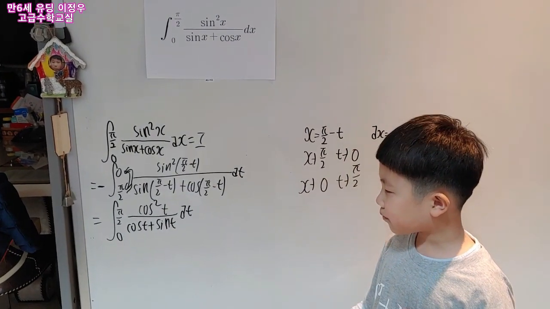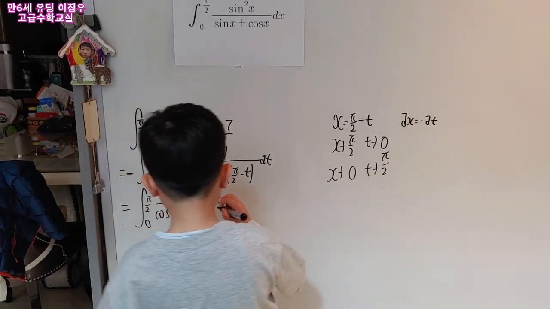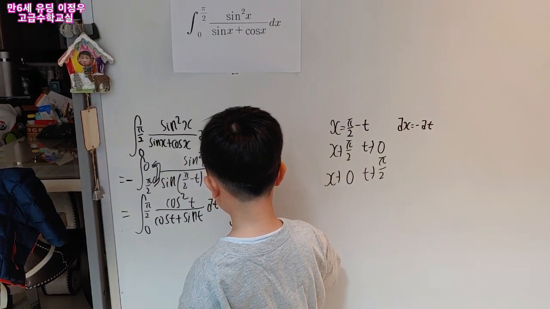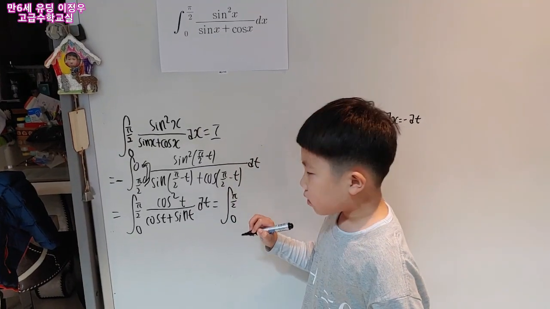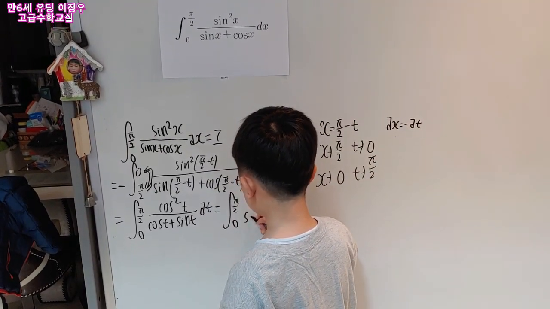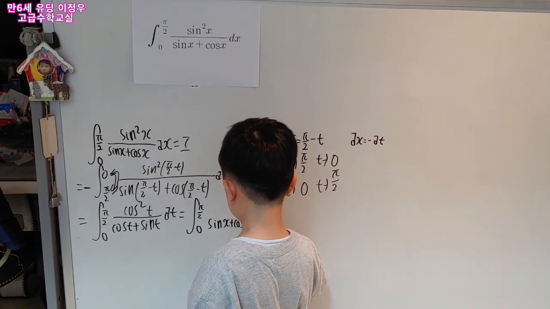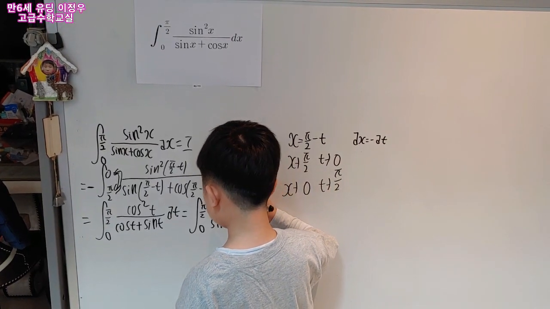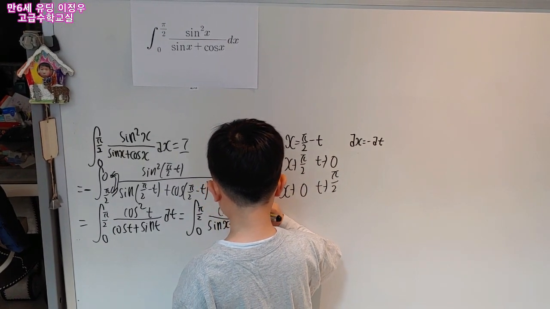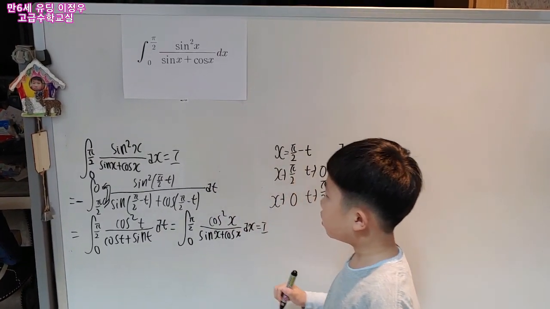So this is the integral from 0 to pi over 2 of sine x plus cosine x over cosine square x dx, and this equals I.